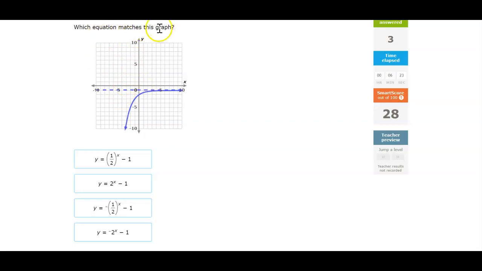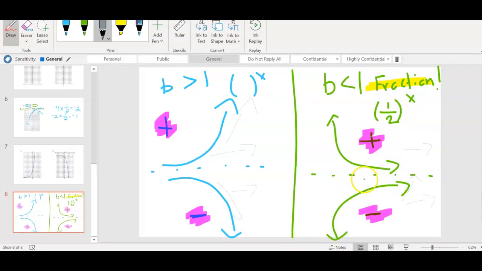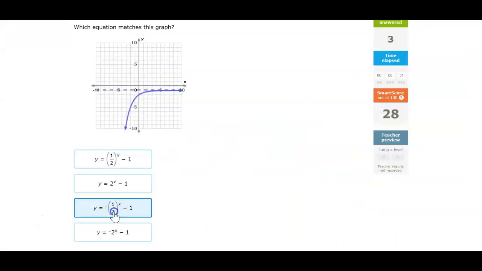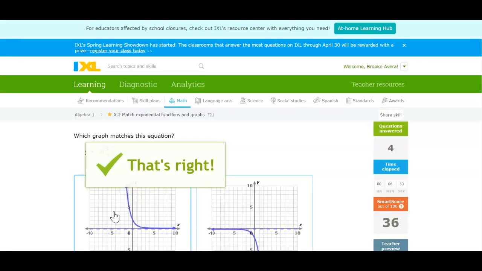Which equation matches the graph? So I start with my asymptote is -1. These are all -1s. I see that it needs to be below it. So I'm looking for a negative sign, so it's one of these last two. And it is going towards the dashed line in the end. So I need it to be a fraction. Right? Towards it means fraction. So this is going to be my answer.